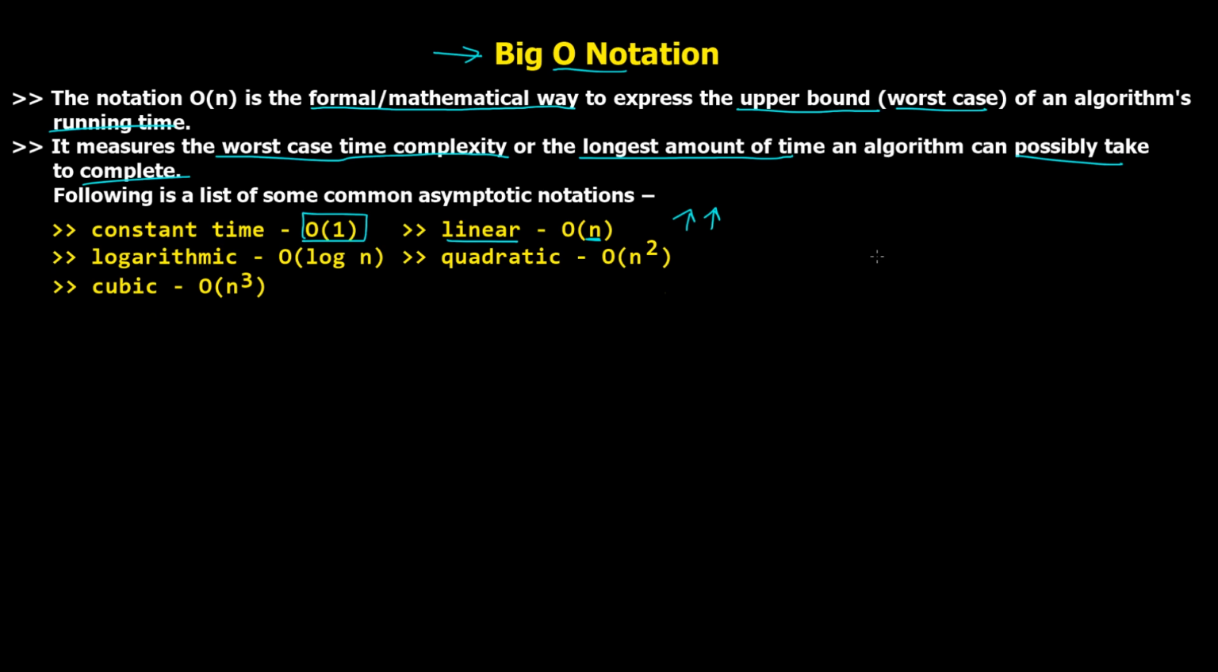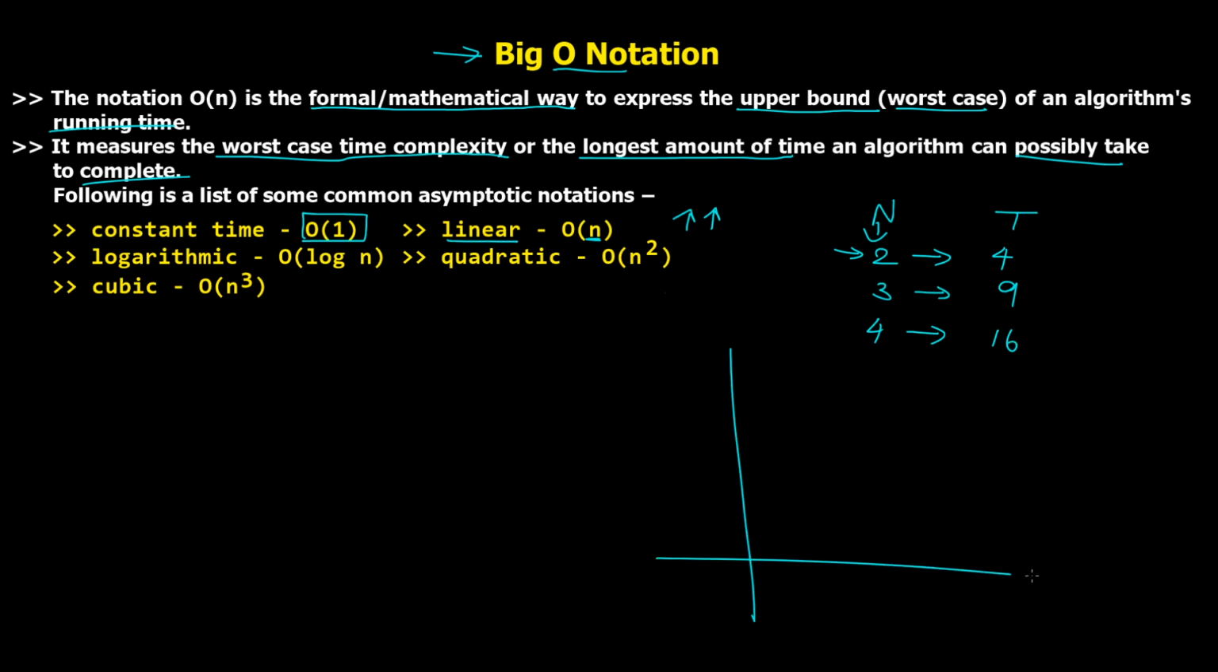So if n is 2, the time might be 4. But if n becomes 3, the time taken would be 3 square, which is 9. If it becomes 4, so n is the input size, this is n, and this is the time. So if it becomes 4, 4 square will become 16.